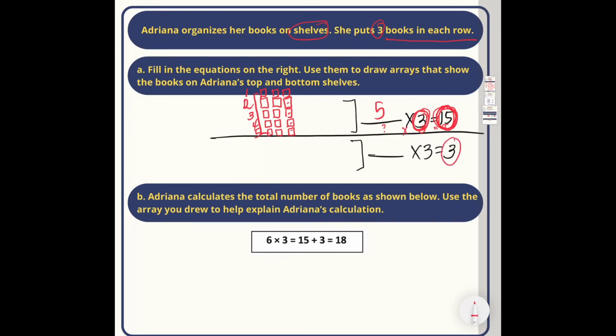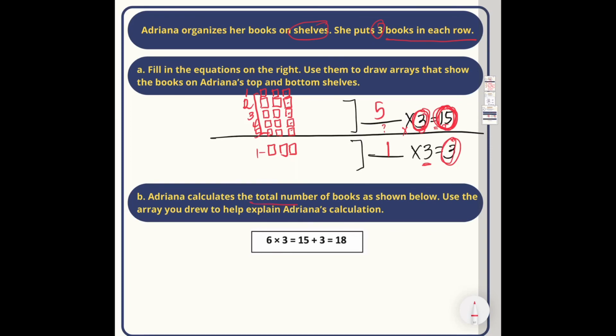Now, let's take a look at the bottom. It says I should only have 3 books here. And of course, we have 3 books in a row. So why don't we just draw that 3 books? And voila, of course, we only have 1 row for this one. Okay, now let's continue.